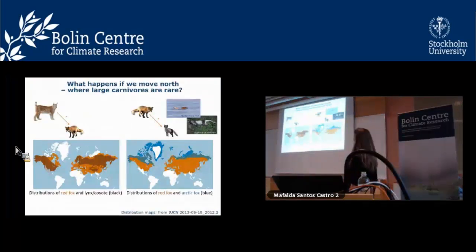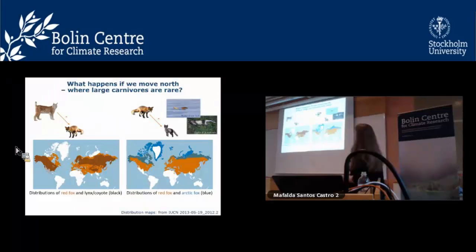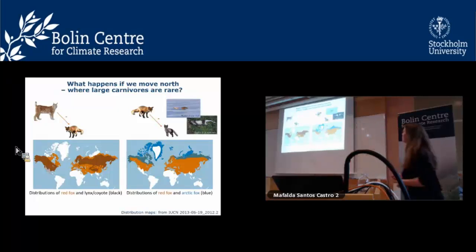And if we go back to the lynx and red fox example, the orange here is the red fox distribution globally, and the hatched black parts are where there are lynx in Eurasia or coyotes in North America, which both are known to suppress red foxes. In the far north, however, red foxes do not overlap with these larger carnivores, which means that they are probably primarily responding to increased resource abundance due to climate change or land use change.